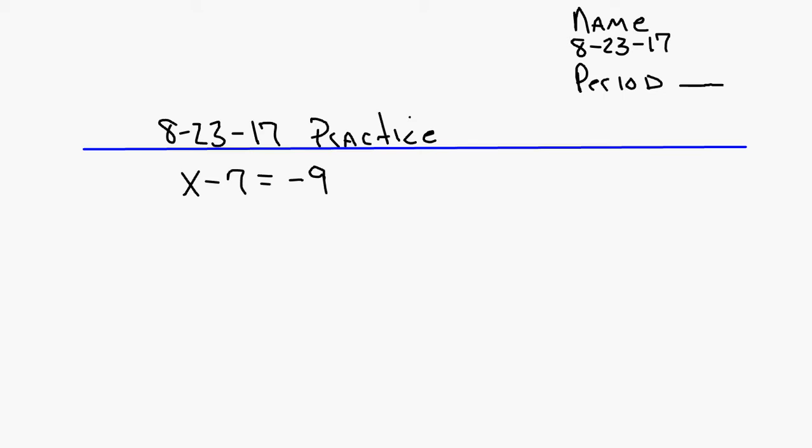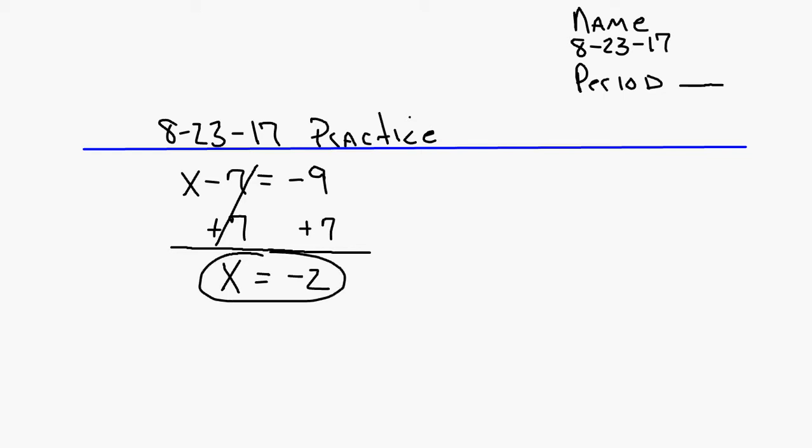In this case, we're going to add 7 to each side. So the 7's cancel out, the x comes down, the equal sign comes down, and negative 9 plus 7 is negative 2. And then you're going to circle your answer. And that problem on your paper should look exactly like that.